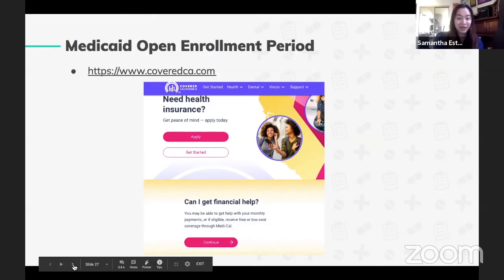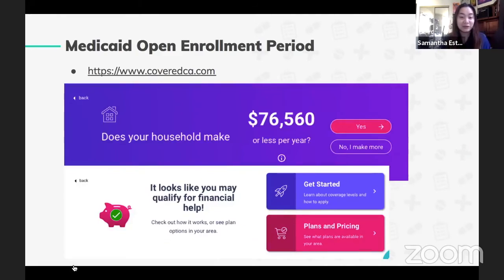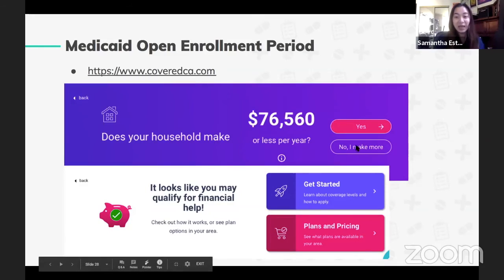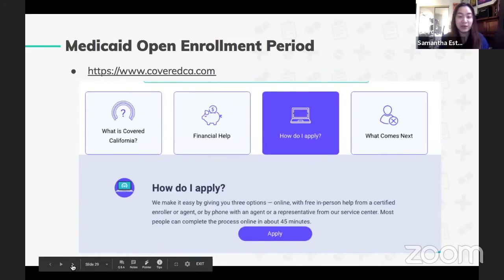So this is what Covered California looks like. You're going to go to the Can I Get Financial Help area, and then you'll press continue. And then after that, they're going to ask you a question based on your household size. And then you can say yes, or you can say no, I make more than that. If you click yes, though, they'll have you in this area where it says, how do I apply? And it'll tell you exactly how to apply right here.